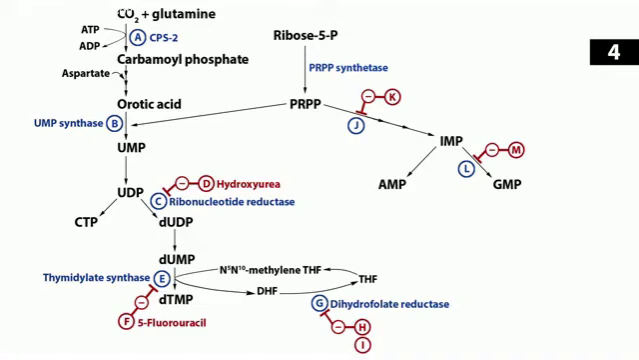And then letters H and I are both drugs that inhibit dihydrofolate reductase. Letter H is the antibiotic trimethoprim, which works in prokaryotes, and then letter I is methotrexate, which works in eukaryotes.